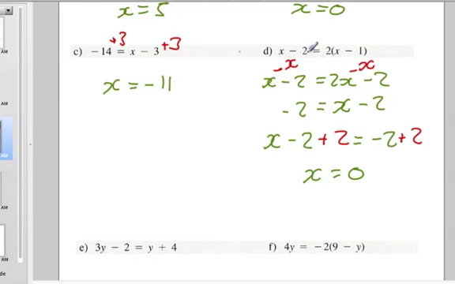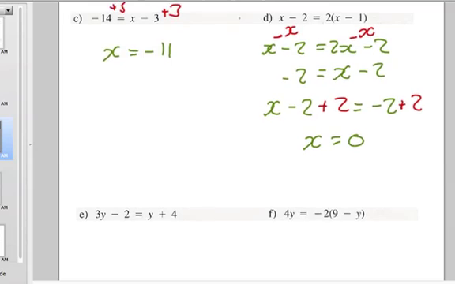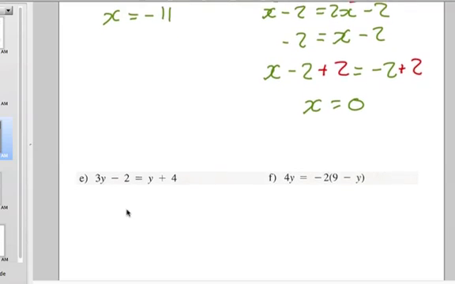0 minus 2 is negative 2. 0 minus negative 1 is negative 1. 2 times negative 1 is negative 2. So both sides of the equation simplify to be negative 2 when x is equal to 0.